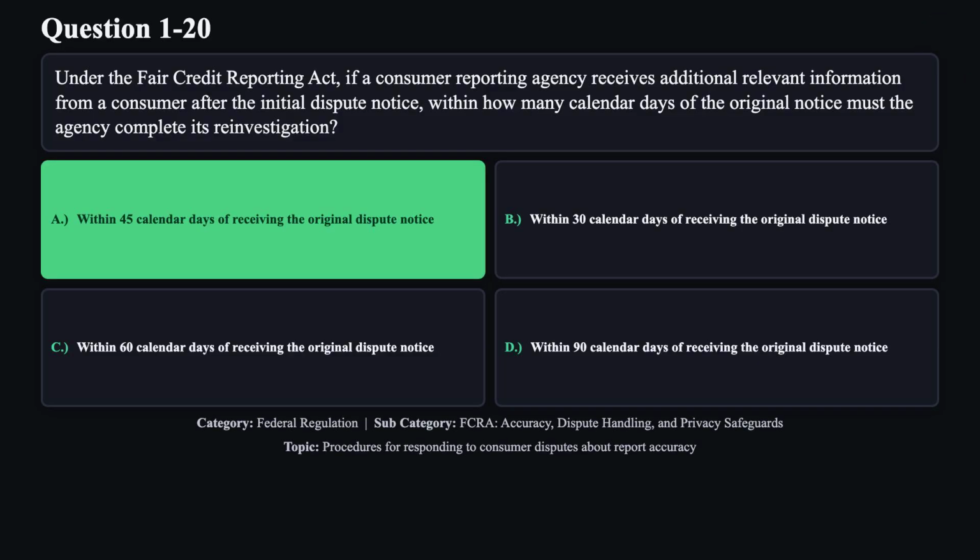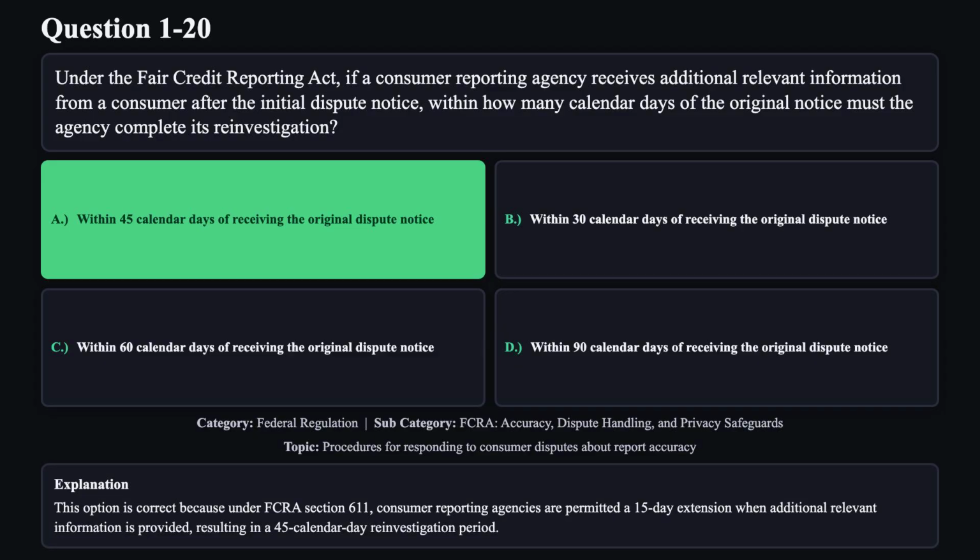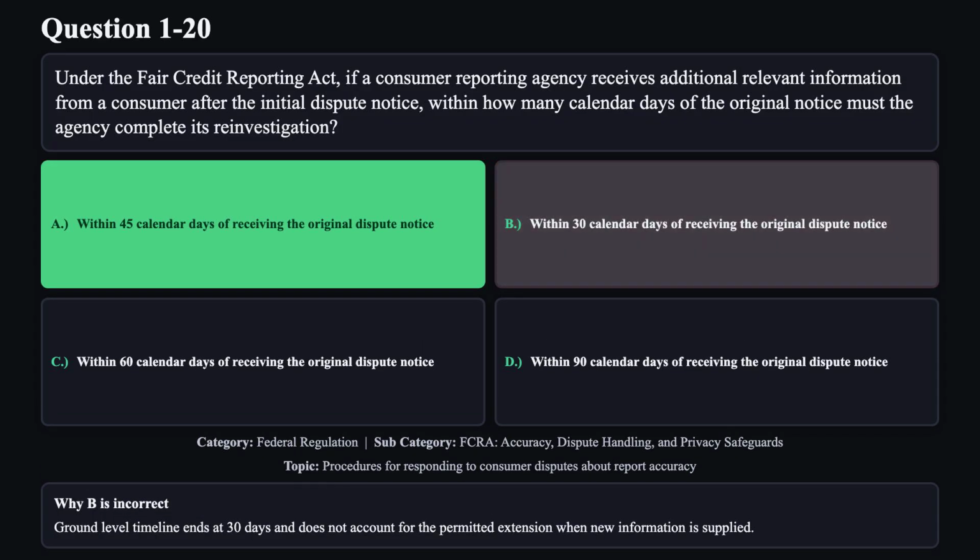The correct answer is A. This option is correct because under FCRA Section 611, consumer reporting agencies are permitted a 15-day extension when additional relevant information is provided, resulting in a 45 calendar day reinvestigation period. Reason B is not correct. The baseline timeline ends at 30 days and does not account for the permitted extension when new information is supplied.